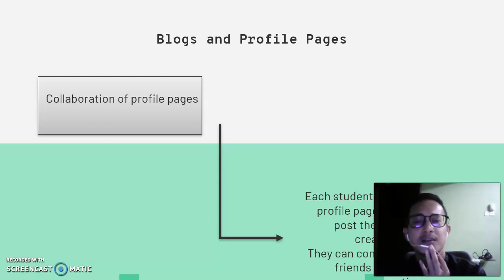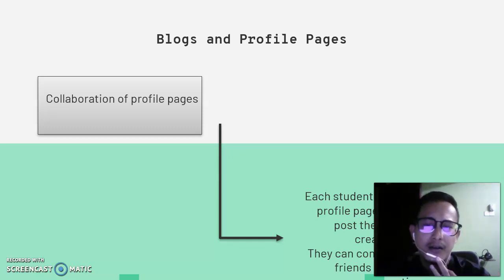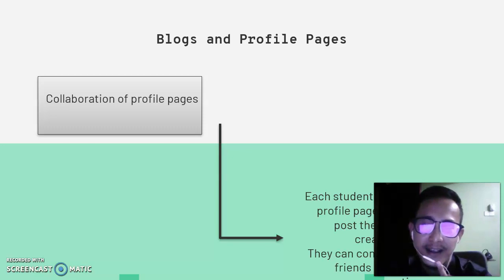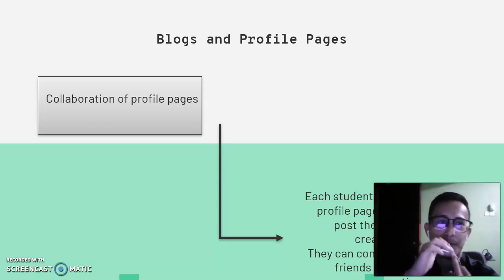Blogs and profile pages, collaboration of profile pages. Each student has their own profile page where they can post their updates or create a blog. They can comment on their friends' posts in a threaded conversation, same as social media that we are familiar with, Facebook, right? They have a feature where you can comment, and you can also comment on the title, on the topic, so that you can have a discussion among yourselves.